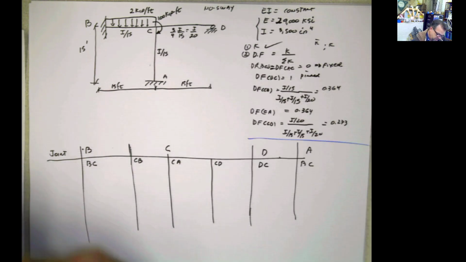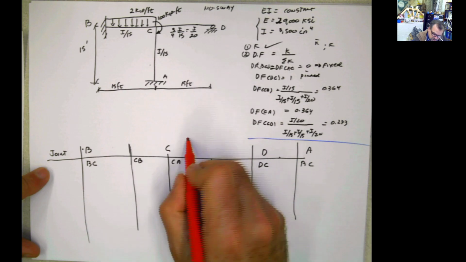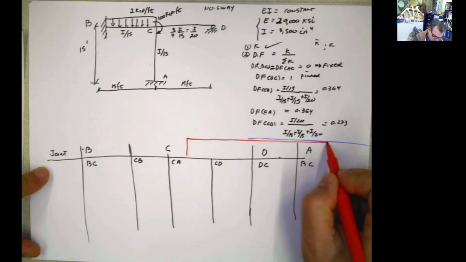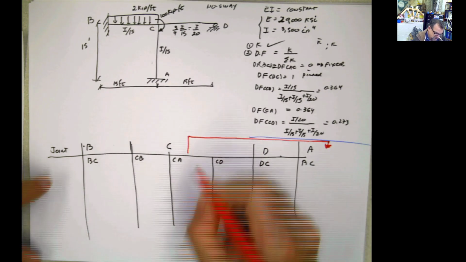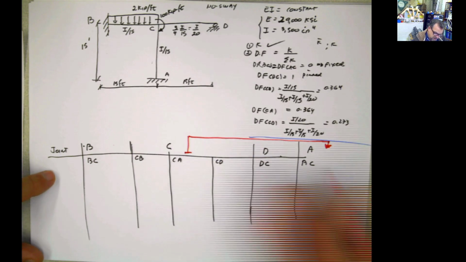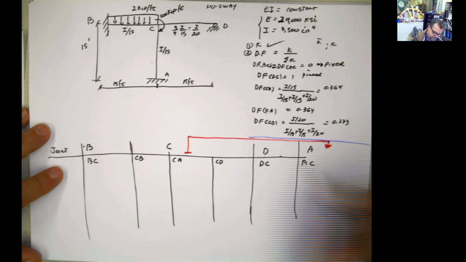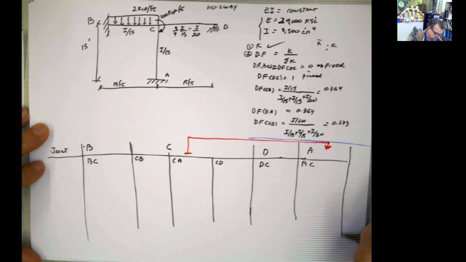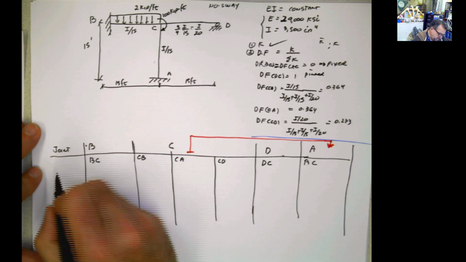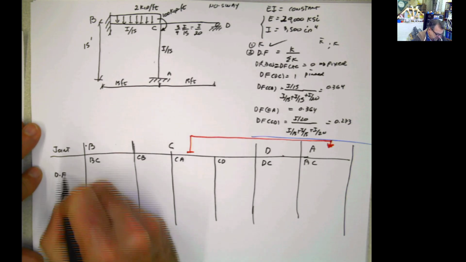I'm going to do something like a flow chart, like that, so I keep track that CA and AC are connected in that way. And that's pretty much it. Now I put here the distribution factor and the fixed end moments.